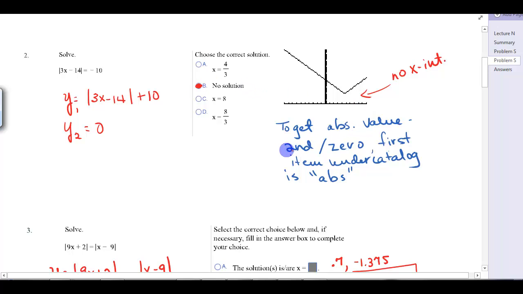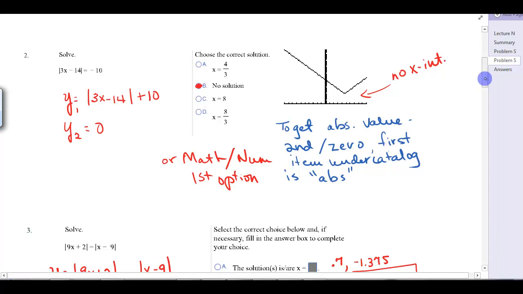This is another way to get absolute value. Second 0, which gives you the catalog, and the first item under catalog is ABS. So either that or the math, and over to number, and it's the first one.